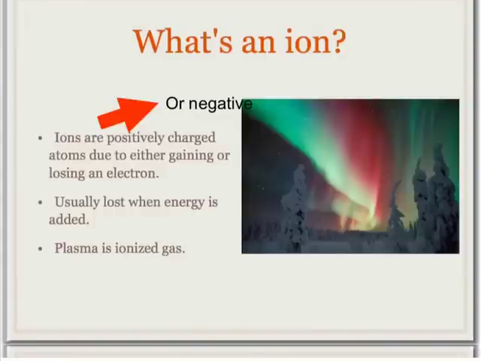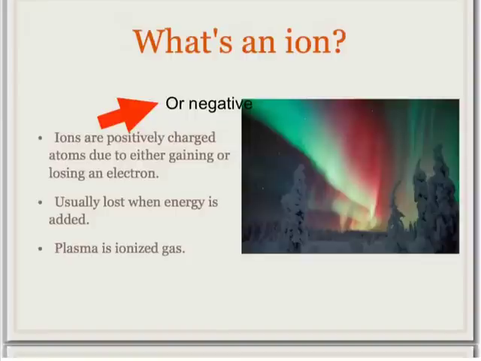So you may be asking yourself, what is an ion? Ions are atoms that are either positively or negatively charged, due to the fact that they've gained or lost an electron. If they've gained an electron, they're going to have a negative charge because they've added an extra negative charge. If they've lost electrons, they're going to have a positive charge because there will be more protons than electrons.